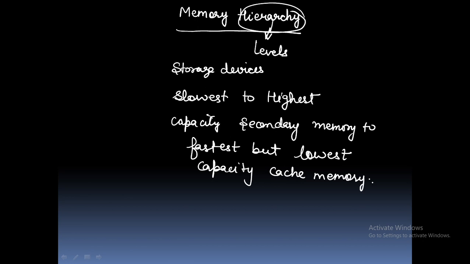Why do we need it? There are three key features of memory: cost, capacity, and access time. These are three key characteristics of memory which need to be balanced. So that's why we use memory hierarchy.